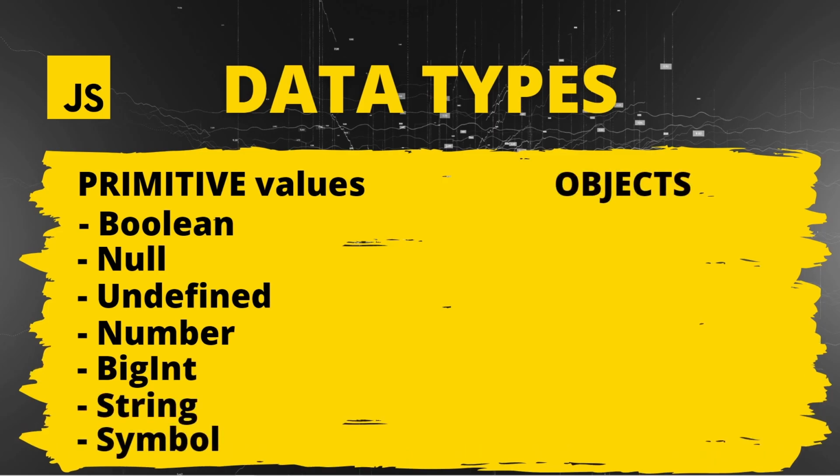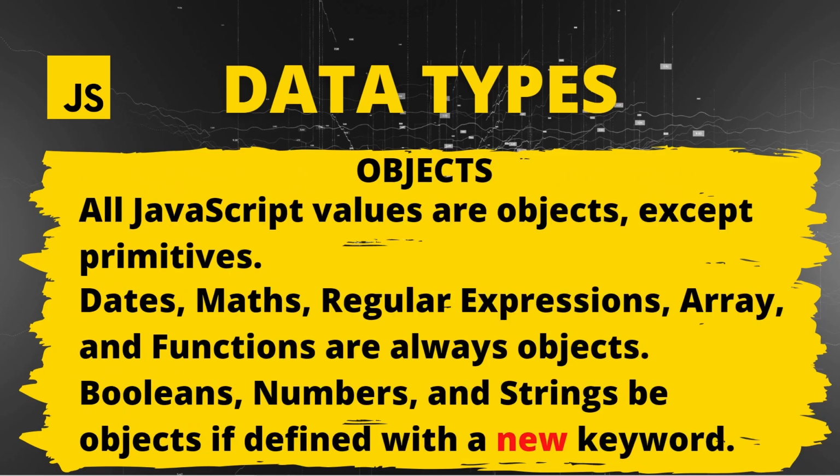And finally, objects. In computer science, an object is a value in memory which is possible to reference by an identifier. If you understand objects, you understand JavaScript. In JavaScript, almost everything is an object. All JavaScript values are objects except primitives. Dates, maths, regular expressions, arrays, and functions are always objects. Booleans, numbers, and strings can be objects if defined with the new keyword.